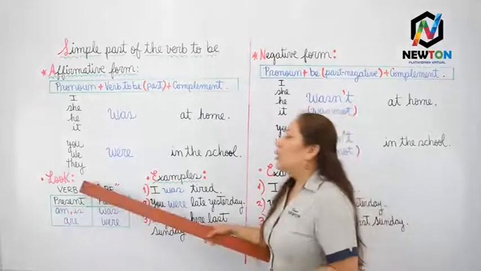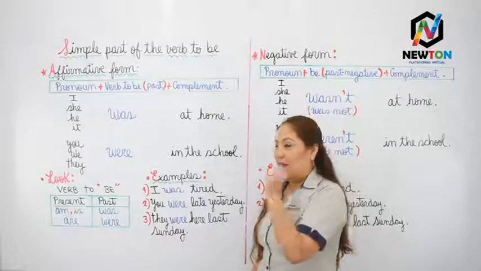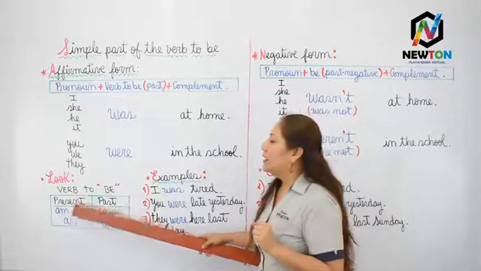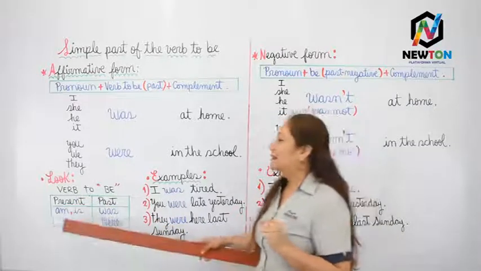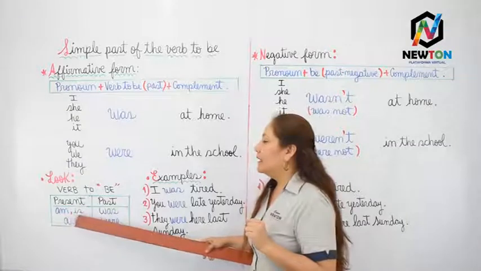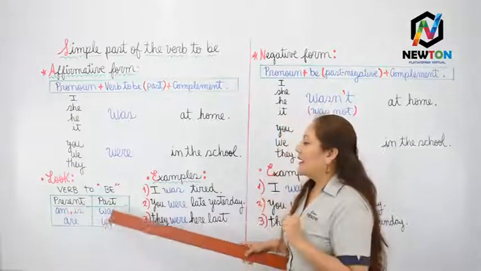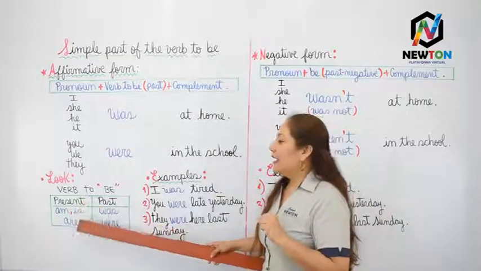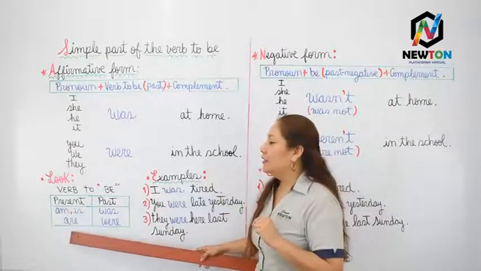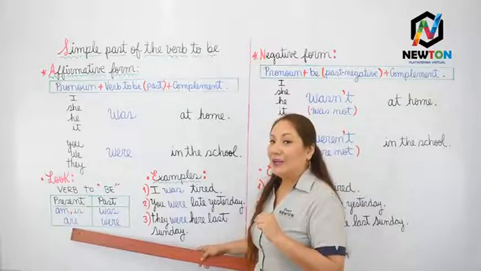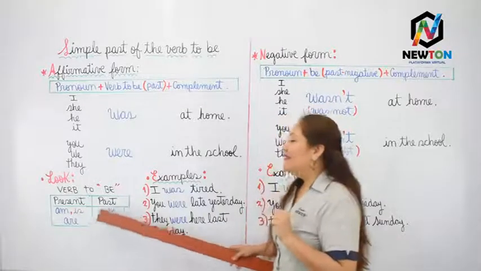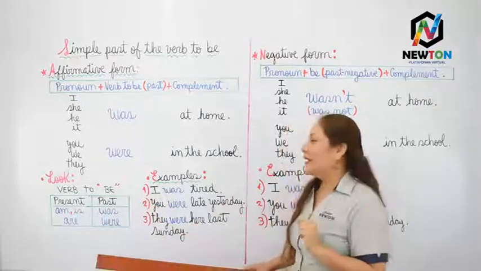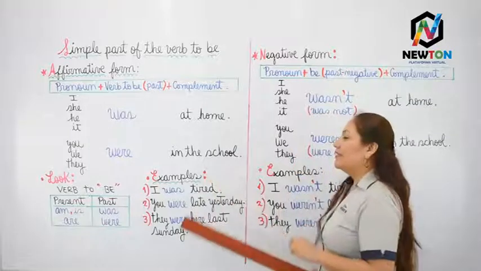Now, look, observa, mira. The verb to be, el verbo to be. In present, en presente, tienes am, is. The past, el pasado, was. In present, with plural, con el plural, you have are. Tienes el verbo to be are, in present. The past, el pasado, were. Okay? Now, here you have examples.